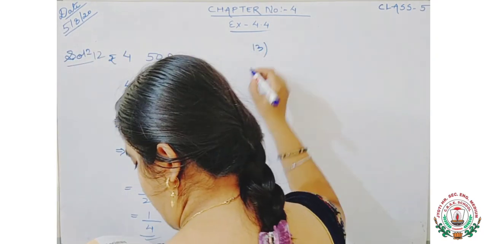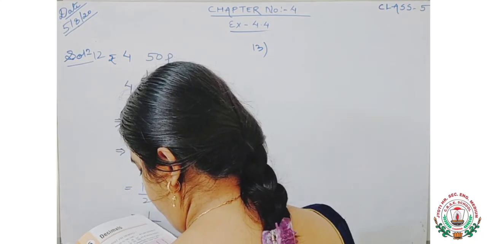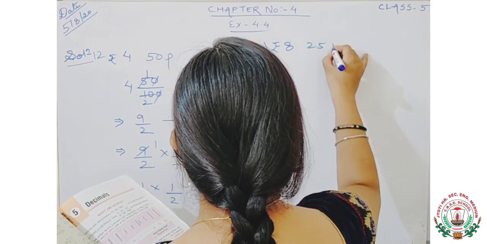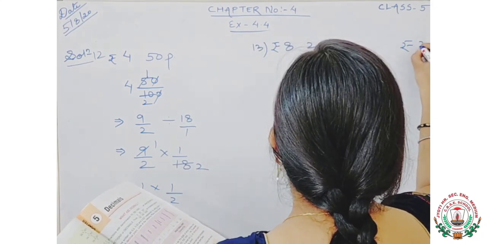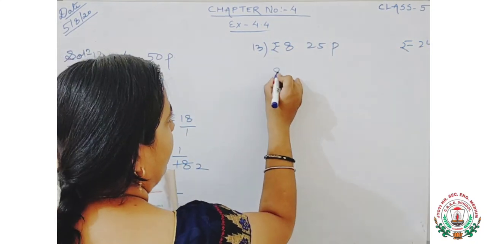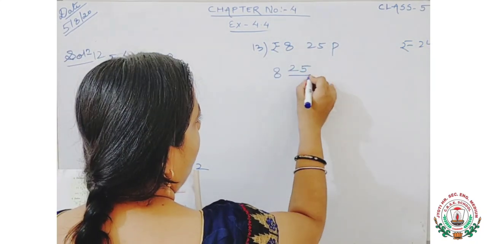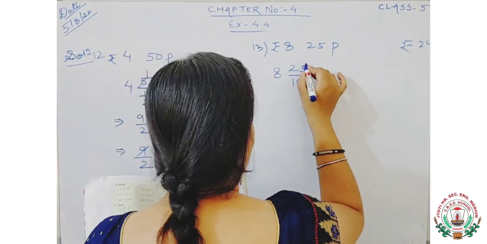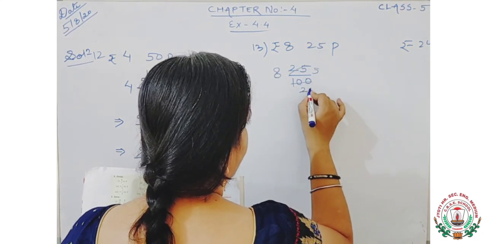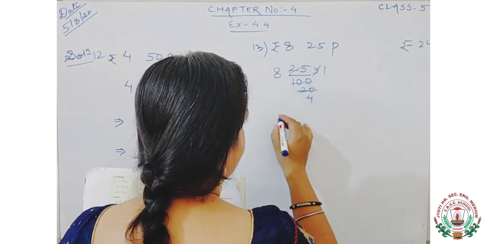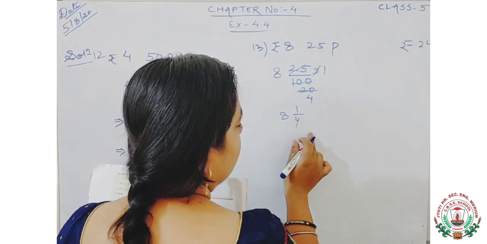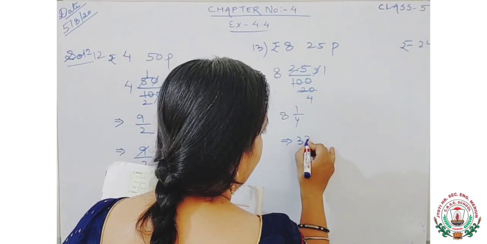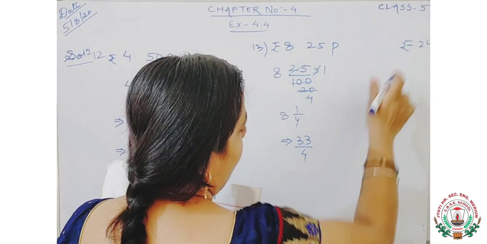Number 13. What is number 13? 8 rupees 25 paise in the fraction of rupees 24. First we will change this: 8 and 25 upon 100. Now we will cancel this. It can be cancelled by 5: 5 5s are 25, 5 20s are 100. So what is left out? 8 1 upon 4. We will change this. 8 4s are 32. 32 plus 1 is 33 upon 4 in the fraction of rupees 24.